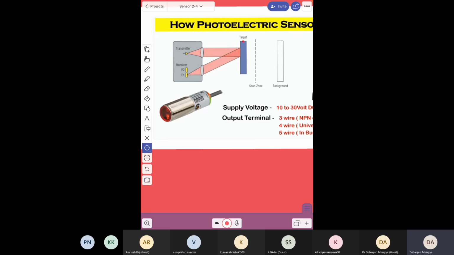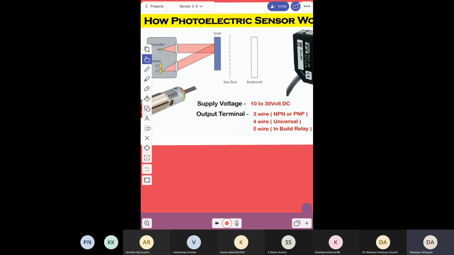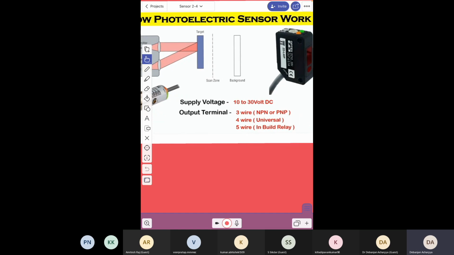Another important thing is the range, the scan zone. In this kind of photoelectric sensor there is a range. For example, if this is the scan zone of a photoelectric sensor and there is an object outside it, you can't sense that target. Now coming to the different specifications of the photoelectric sensor.